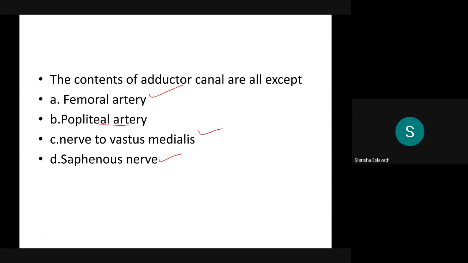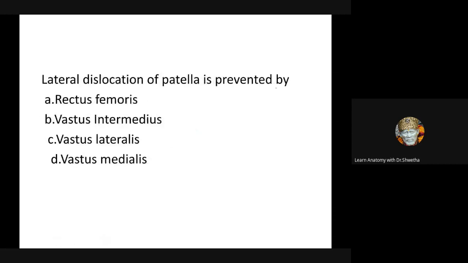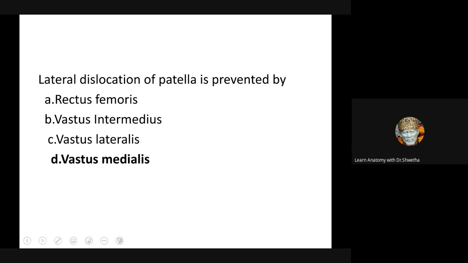Popliteal artery. Excellent. Lateral dislocation of patella is prevented by: rectus femoris, vastus intermedius, vastus lateralis, vastus medialis. I will explain this, students. Patella is here. Vastus medialis is attached more extensively than the vastus lateralis. That is why it prevents the lateral displacement. The answer will be vastus medialis.